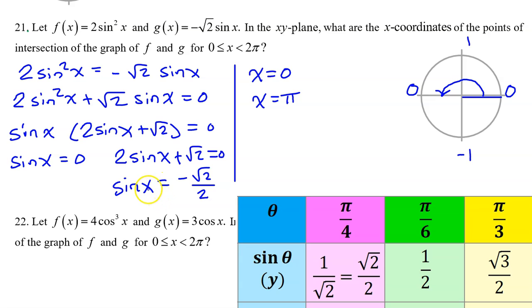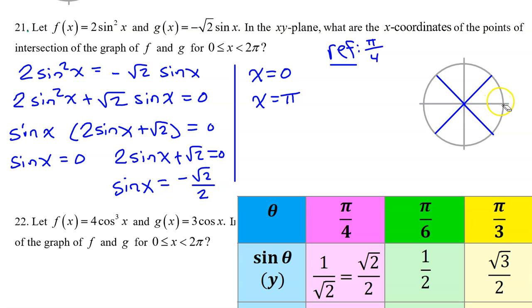Now, to find the reference angle for the second equation, we can ignore the negative sign and ask ourselves the sine of what is radical 2 over 2. We have memorized that the sine of pi over 4 is radical 2 over 2. That means that the reference angle is pi over 4.